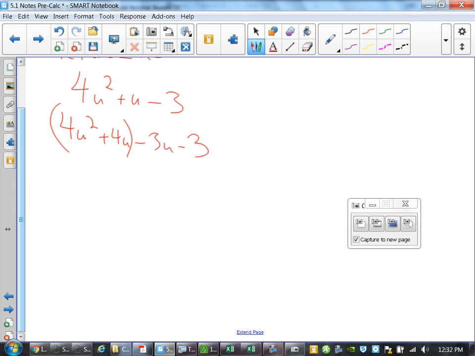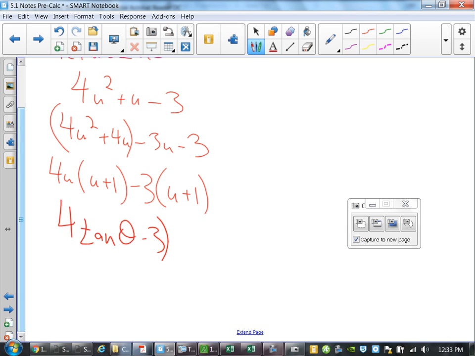Remember factoring by grouping? Do I have the same thing written down in both parentheses? Yep. So what I'm going to do, just write tangent in right away as I write it out. So I'm going to have 4 tangent theta minus 3 and 4 tangent theta plus 1. Oh, sorry, not 4 tangent theta. Excuse me, just tangent theta plus 1.